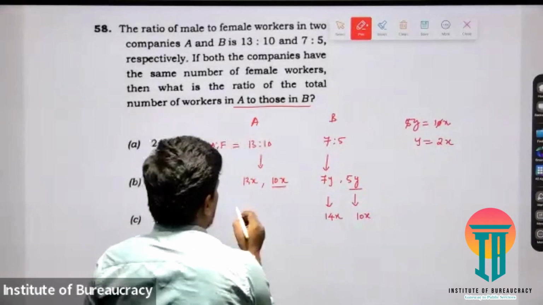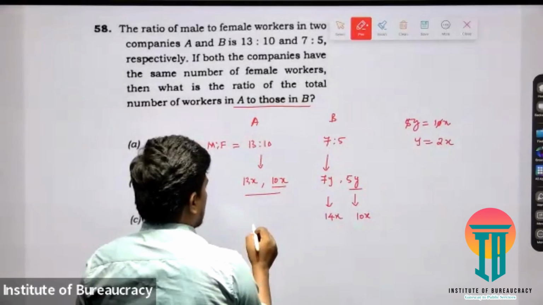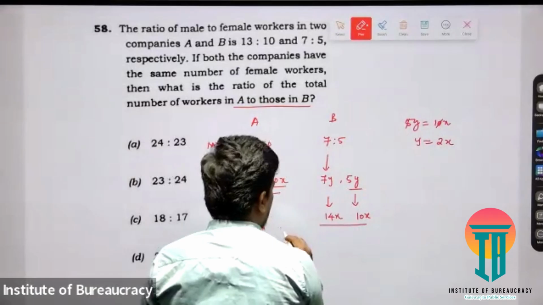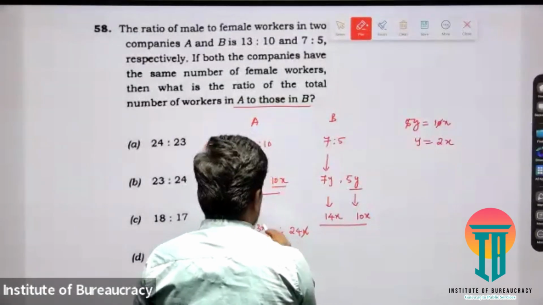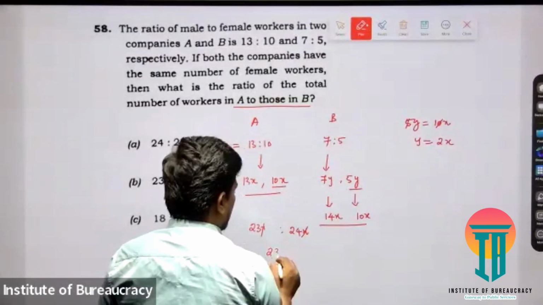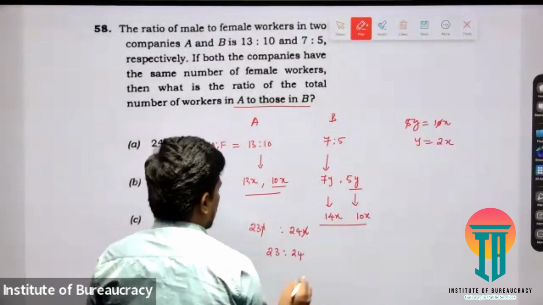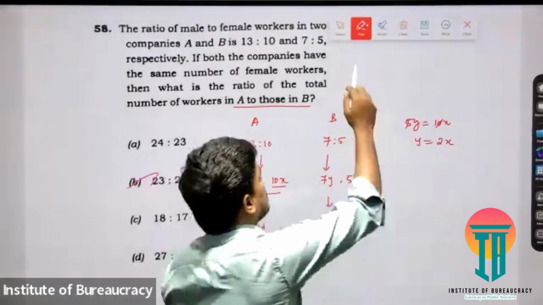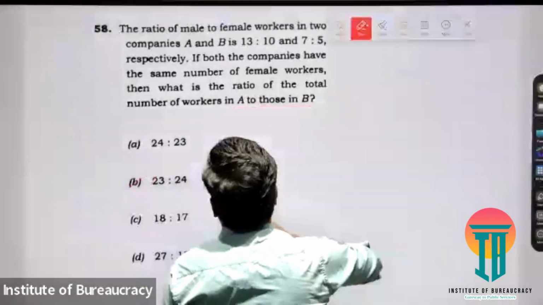The total number of workers here is going to be 23x. Here the total number of workers is going to be 24x. So the ratio is going to be 23 is to 24. 23 is to 24 is the answer. Option B is the answer for this question. The next one.